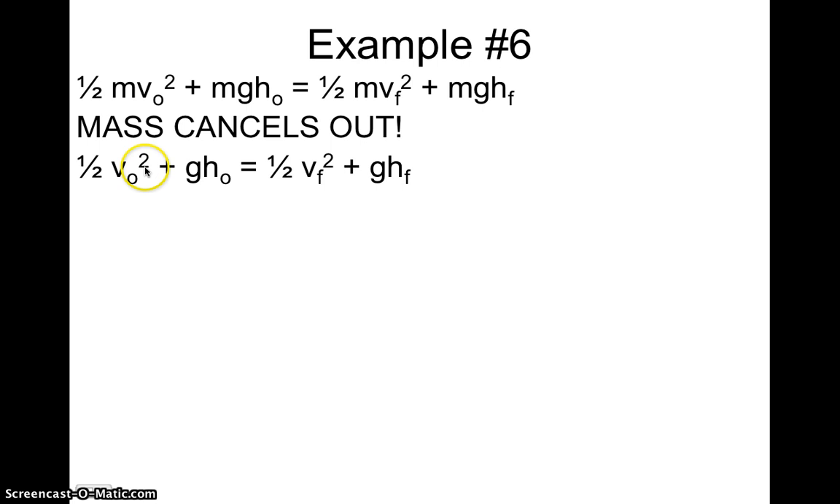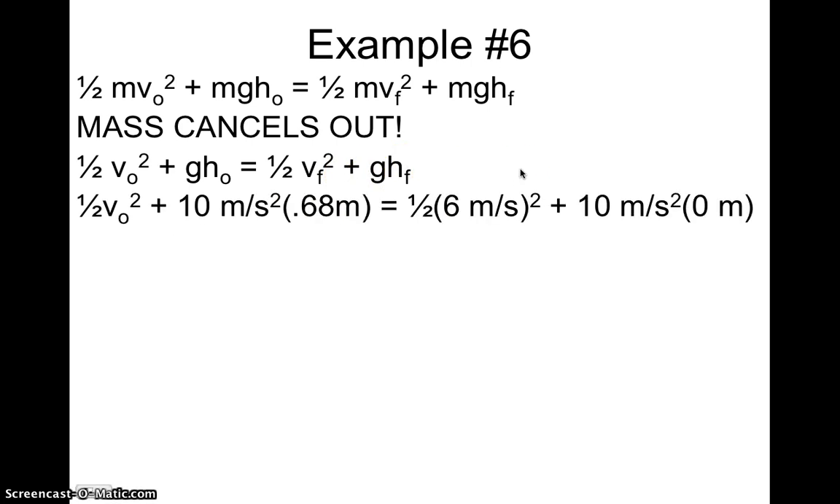1/2 of the original speed squared plus gravity times the original height should be equal to 1/2 of the final speed squared plus gravity times the final height. Let's plug all of our numbers in. When we do that, notice that we're solving for the original speed squared. We have 10 meters per second squared for gravity, 0.68 for the original height, 1/2 of 6 meters per second squared, which is the final speed, plus 10 times 0, so this last term crosses off.